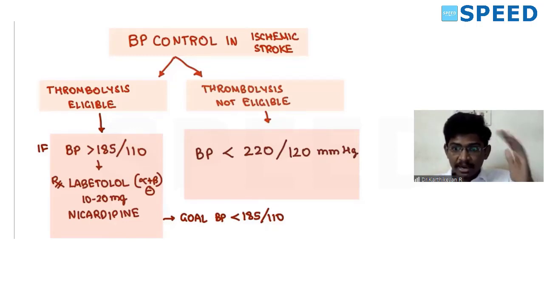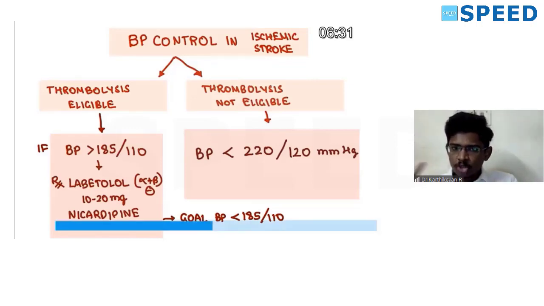But it shouldn't increase more than 180/110 if you are thrombolysing a patient, because if the BP is increased, the thrombolysis drugs, alteplase or tenecteplase, plus hypertension can cause bleeding in the patient. So we give aggressive BP control only in those patients who are eligible for thrombolysis, and the cutoff is 180/110. Next, thrombolysis not eligible, we are liberally treating less than 220/120. This is your BP in case of stroke.